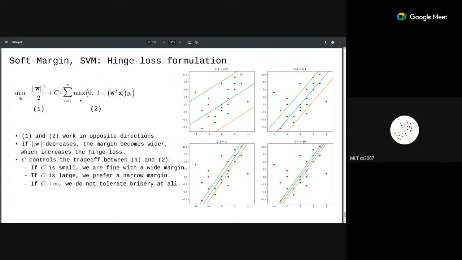On the other hand, as you keep increasing C, what happens? You are not okay with many points violating the margin. So you end up pushing for smaller and smaller margins. And in the limit C tending to infinity, we do not tolerate any deviation, right? So we do not want any points violating the margin. Therefore, that will collapse into the hard margin case.